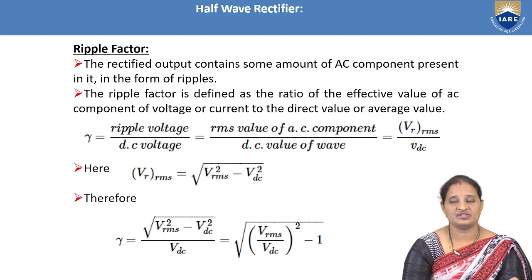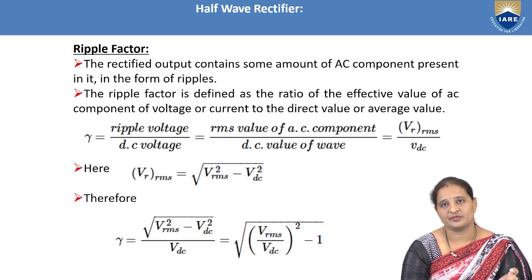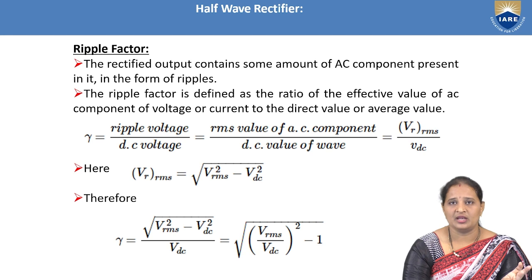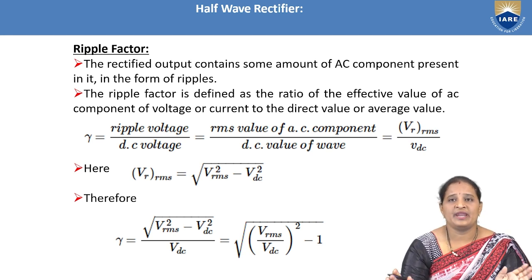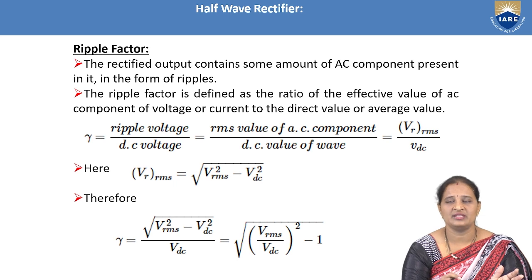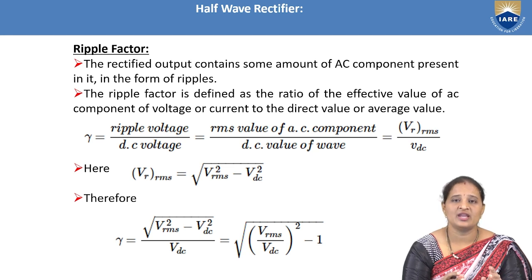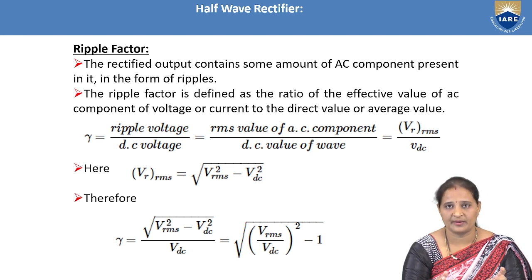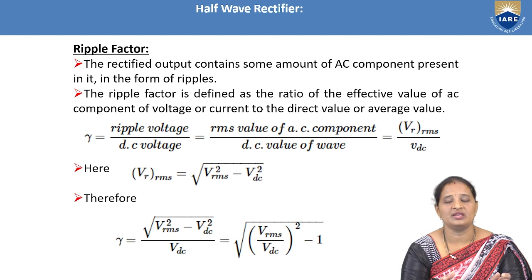The other factor to be evaluated in order to analyze the performance of the half-wave rectifier is the ripple factor. So what do you mean by ripple? As I told you, the rectifier output consists of AC components and DC components. The AC components are unwanted. Why am I saying this is unwanted? Because I need only DC from the power supply. So I want only DC components.